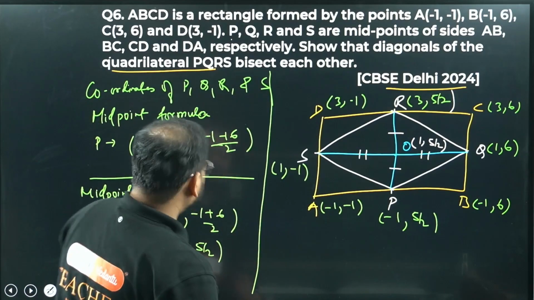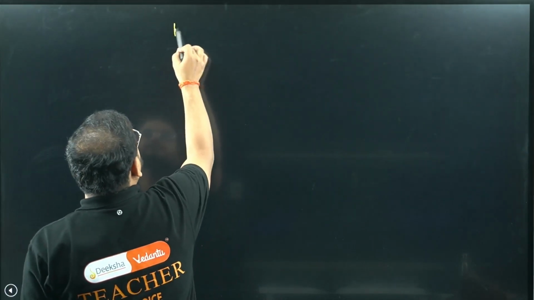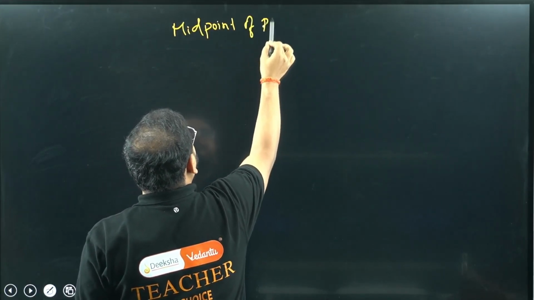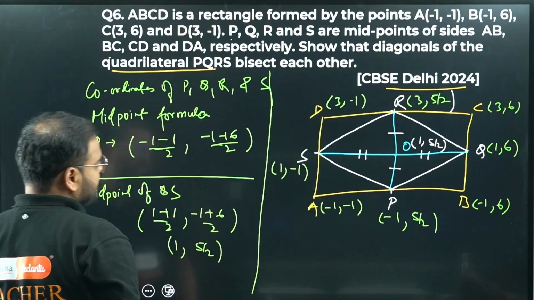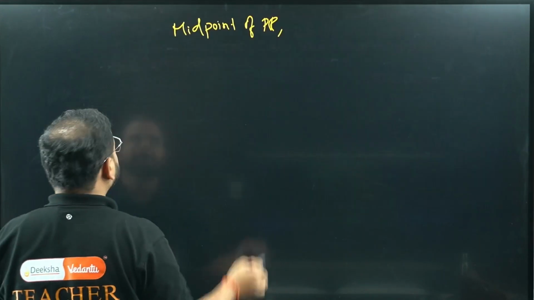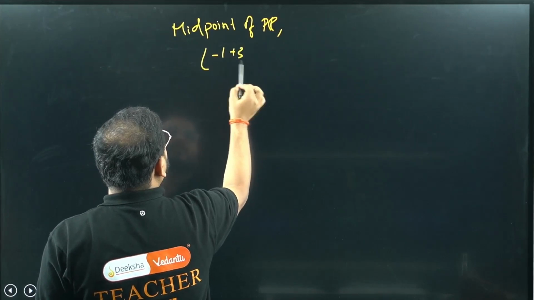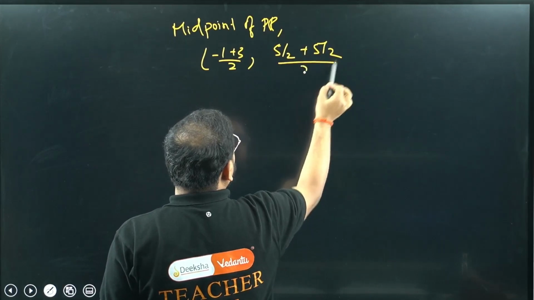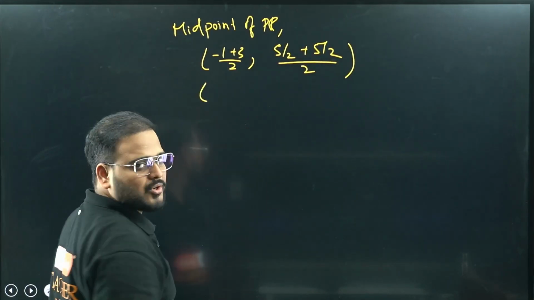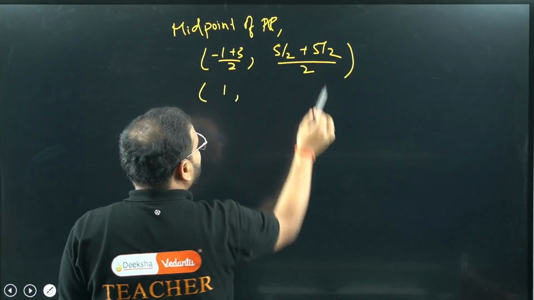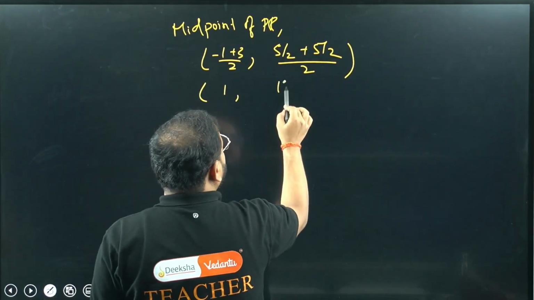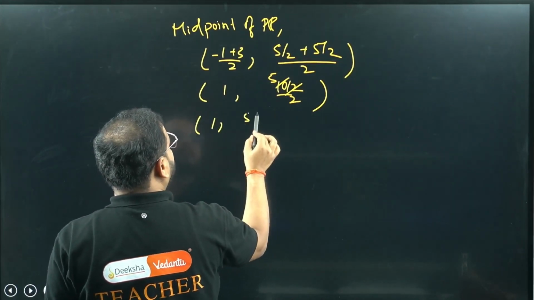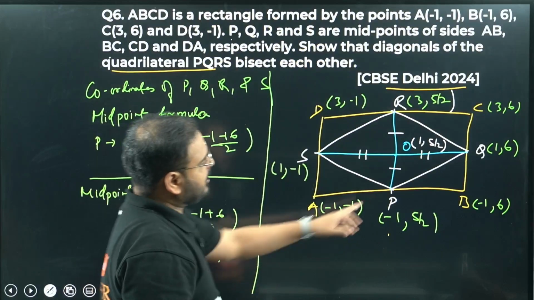Midpoint of, now we're going to do what? PR. Midpoint of PR. Okay. How much is that? Please check. -1 plus 3 by 2, and 5 by 2 plus 5 by 2 by 2. Have a look. -1 plus 3 is how much? So 2. 2 by 2 is 1. 5 by 2 plus 5 by 2 is how much? 10, sir. 10 by 2 by 2. 10 by 2, please cancel. 5, sir. 1 comma 5 by 2 again.